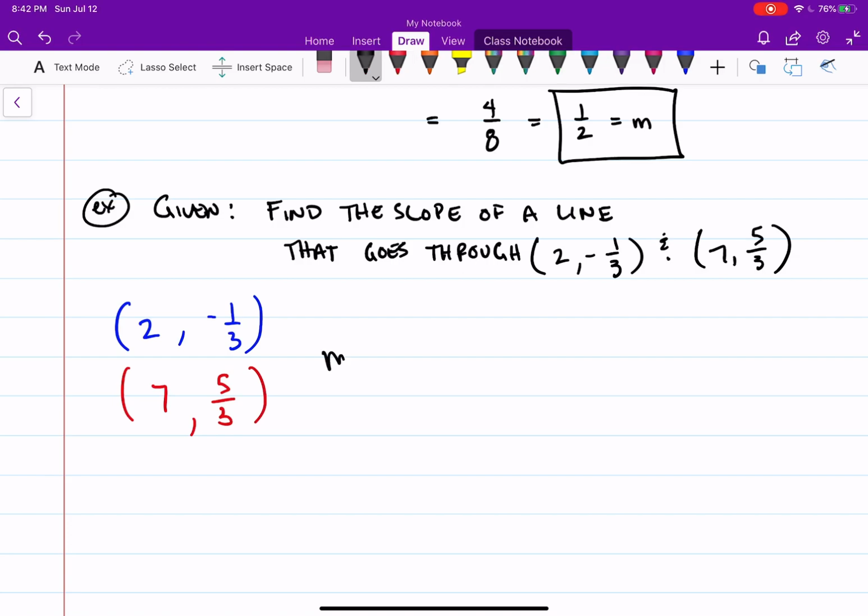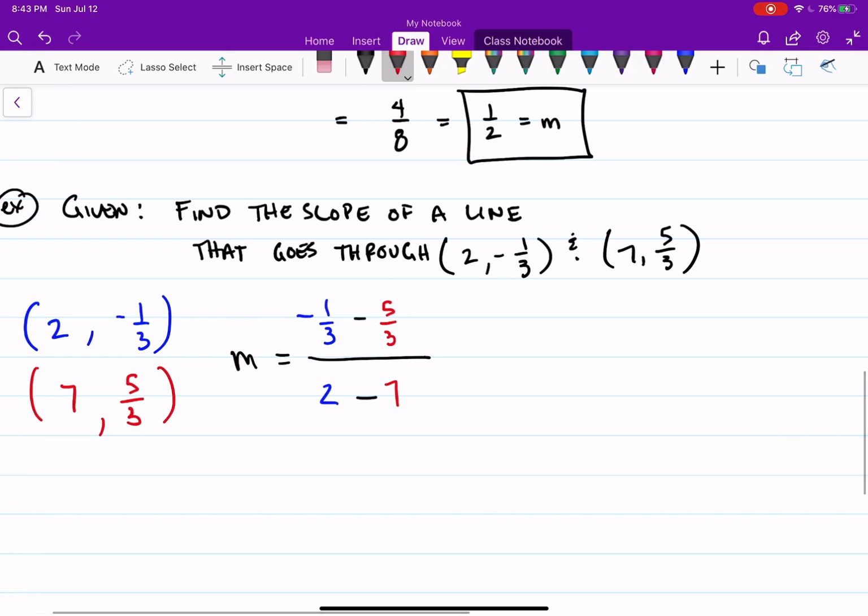So I can say, okay, slope is equal to. I can look at the y's, right? So I got -1/3 and then the 5/3, right? And then look at the x's, the 2 and then the 7, okay? So this way I can see everything appropriately, okay? So from there, I guess I should do the other way.